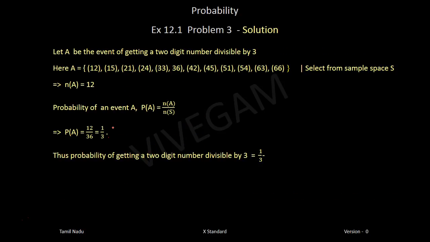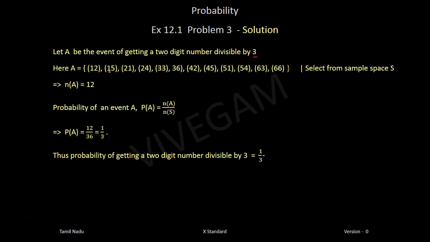So let A be the event of getting a 2-digit number divisible by 3. We just saw these are the possible outcomes. Again, we can do without that sample space also. Let's take the first die showing up 1. So the second die can give us 1, 2, 3, 4, 5, 6, right? Any of these 6. But when it gives you 1, the number formed is 11. 11 is not divisible. When the second die gives you 2, you get the number 12. Yes, it is divisible.